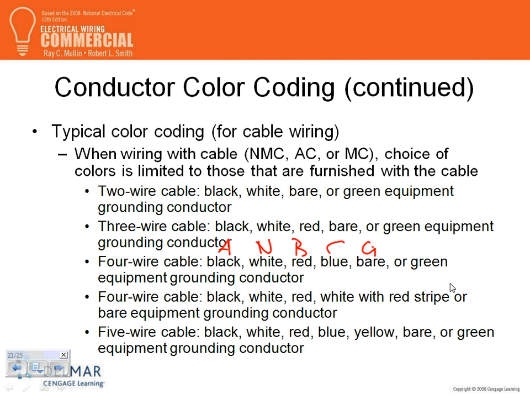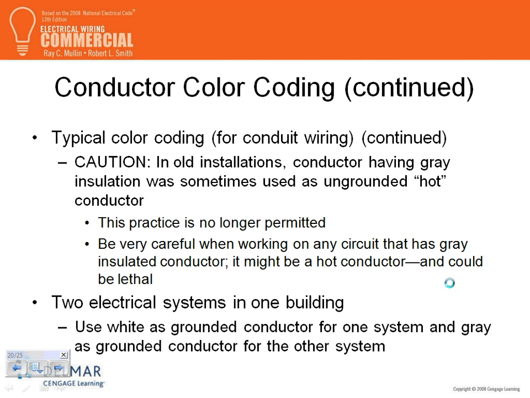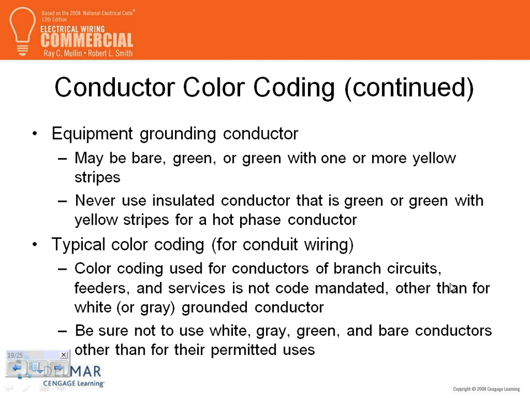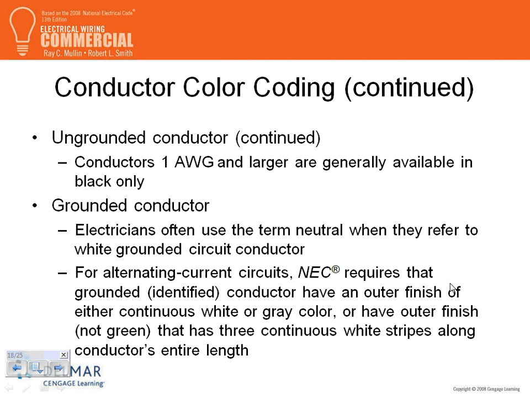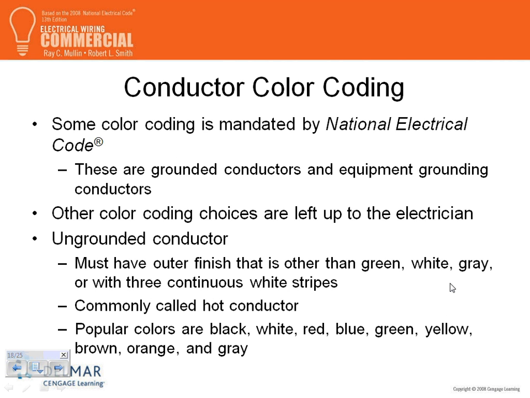Let me go back here to brown, orange, yellow. Okay, so there was one slide that has the brown, orange, yellow. Very cool. Brown, orange, yellow is different: brown is A, orange is B, and yellow is C, and neutral.